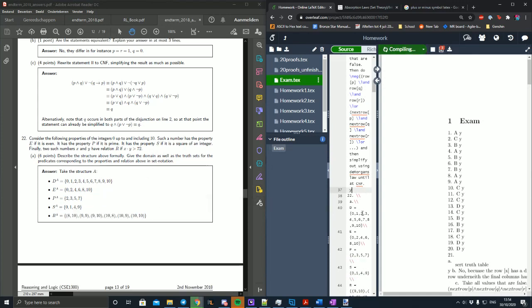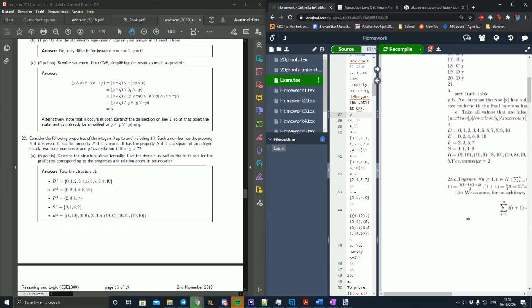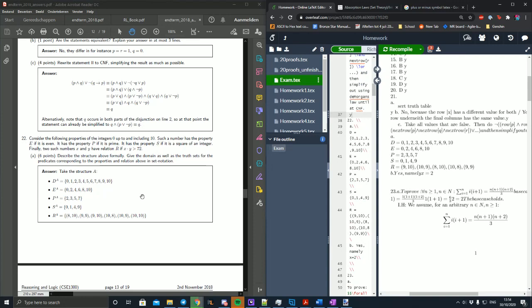20. Take the structure A. Can I scroll down there? So D is 0 to 10, correct, correct, correct, correct. And here they explicitly wanted... ooh! We forgot 10, 10. Did we? Yeah, we did. Oh my god, I'm dumb. So I would have one strike here.